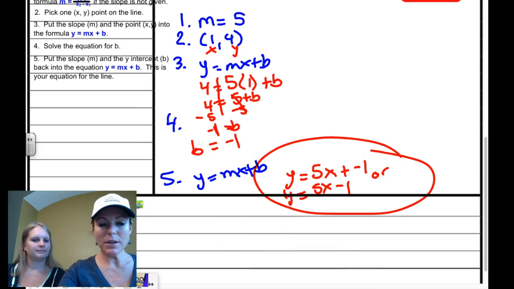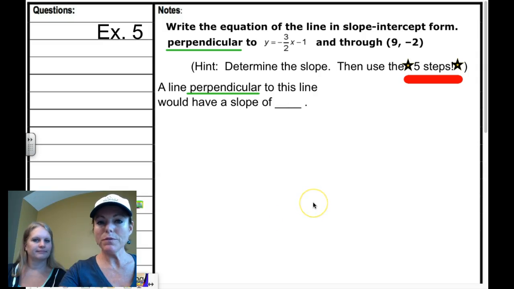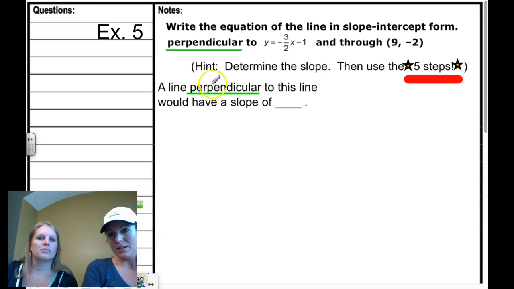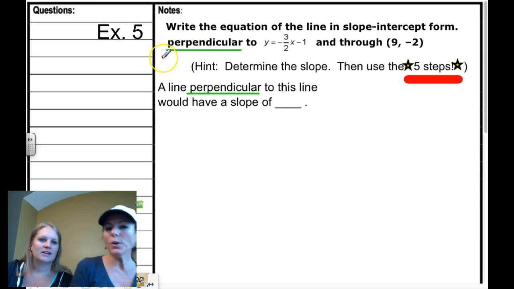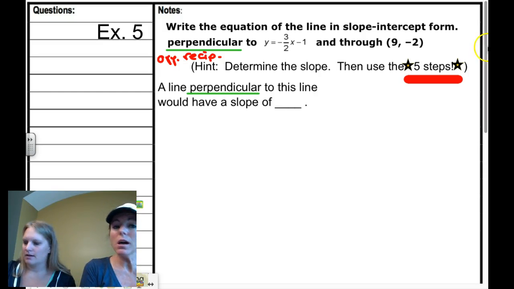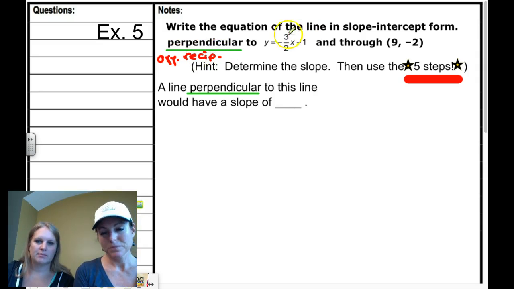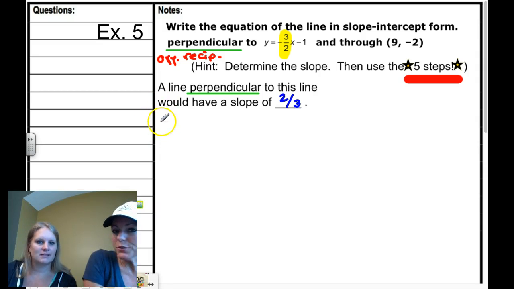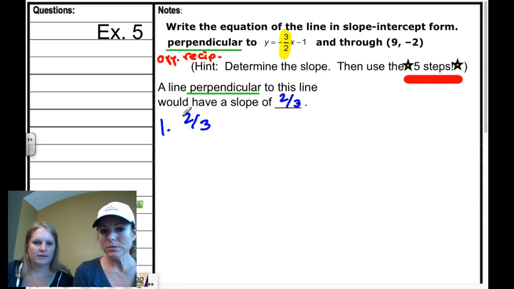Let's see what we have on the next screen here. Oh, we definitely have to do this. So this time, it says write the equation of a line in slope-intercept form perpendicular to this line. I even put a little extra line reminding you a line perpendicular to this line would have a slope of... Well, perpendicular means opposite reciprocal. Here is our slope. So opposite, right now it's negative, so it's going to be positive. And the reciprocal, we just flip the fraction. So 2 over 3. We already know the slope. Step 1 is already done. M is equal to 2 over 3.